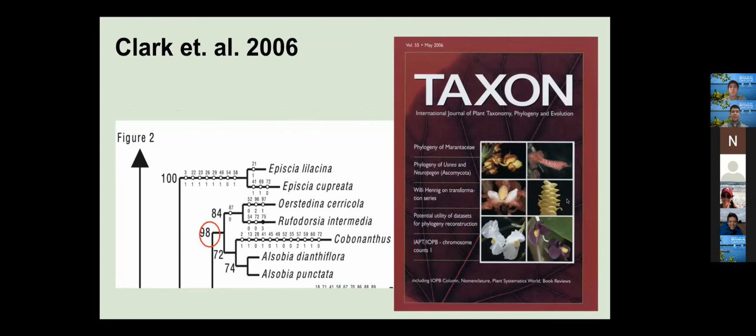The first study is from Clark et al. 2006 in Taxon. A 98 bootstrap value, as you can see in the red circle, represents a strongly supported node, and we can see that the 4 genera under that bootstrap value make a monophyletic group.